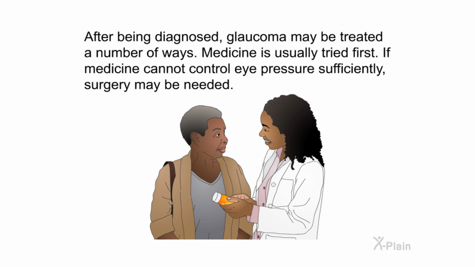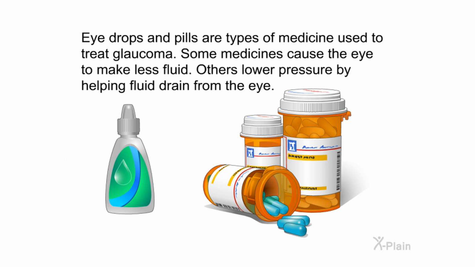After being diagnosed, glaucoma may be treated a number of ways. Medicine is usually tried first. If medicine cannot control eye pressure sufficiently, surgery may be needed. Eye drops and pills are types of medicine used to treat glaucoma. Some medicines cause the eye to make less fluid. Others lower pressure by helping fluid drain from the eye.